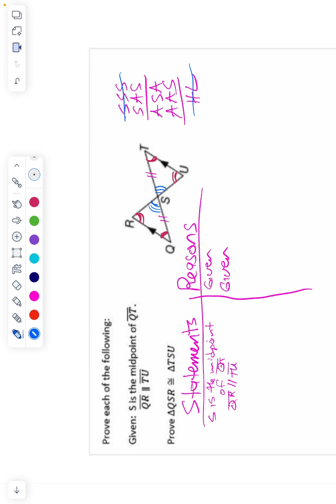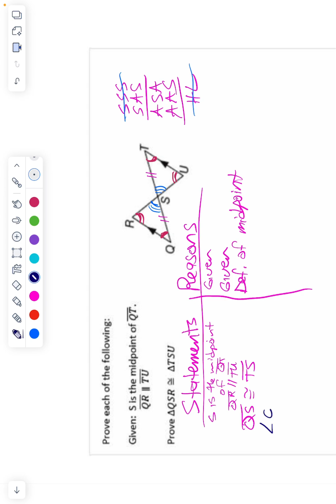So what the pink line saying that those two segments are congruent, what's the reason for that? QS is congruent to TS. What was it? Definition of midpoint. Now, even though we know all three angles are congruent, is that enough to prove? Is angle, angle, angle one of them? Nope. Okay. So which route do you want to go?